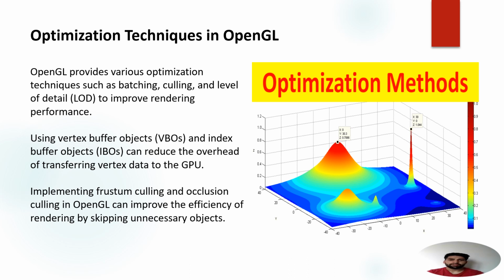Optimization techniques in OpenGL. OpenGL provides various optimization techniques such as batching, culling, and level of detail to improve rendering performance. Using vertex buffer objects and index buffer objects can reduce the overhead of transferring vertex data to the GPU. Implementing frustum culling and occlusion culling in OpenGL can improve the efficiency of rendering by skipping unnecessary objects.